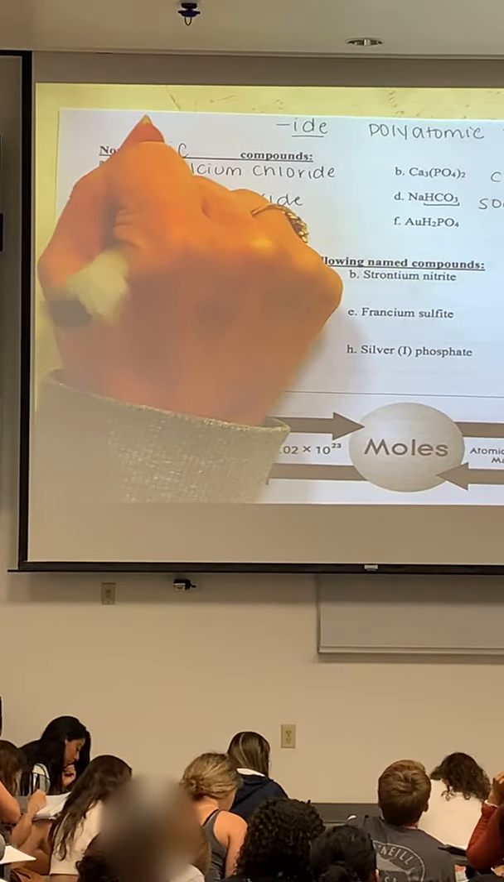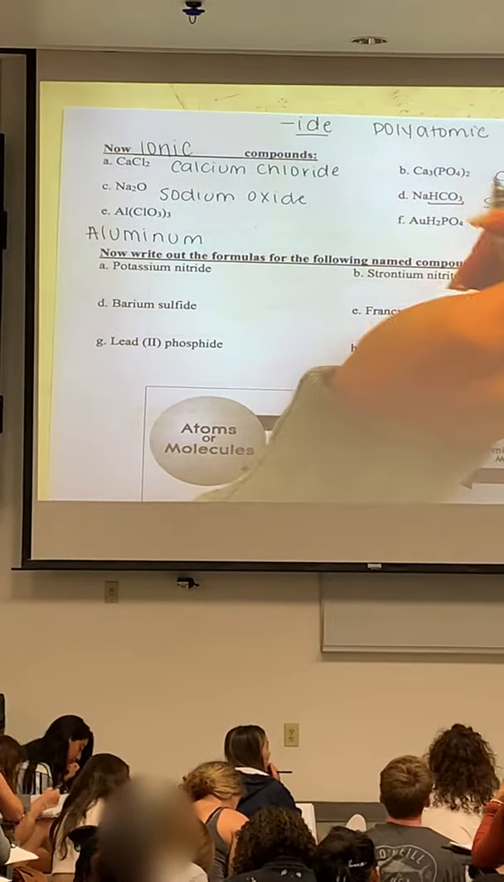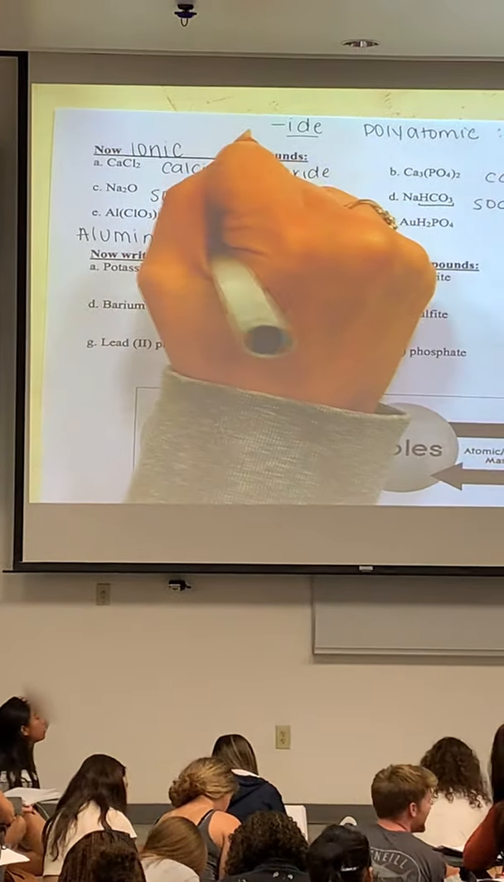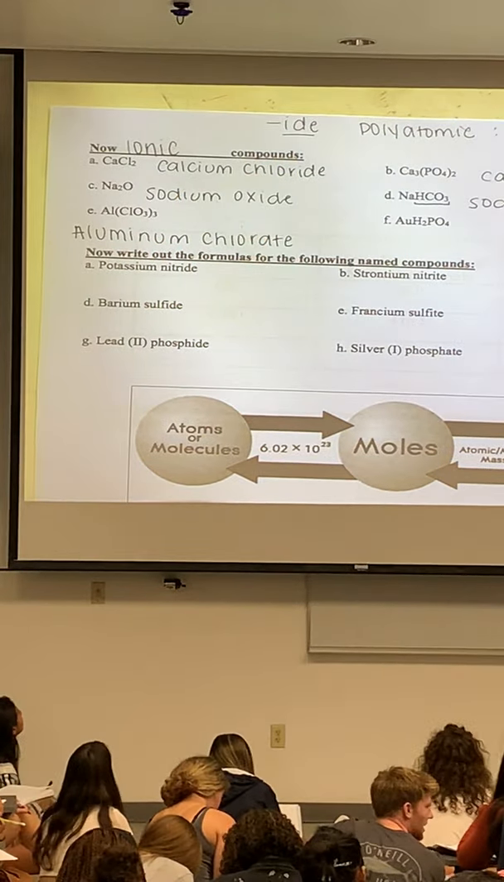aluminum. I love how you guys started saying the second one first. What is it? Chlorate. So there's 4 of them for these ones.